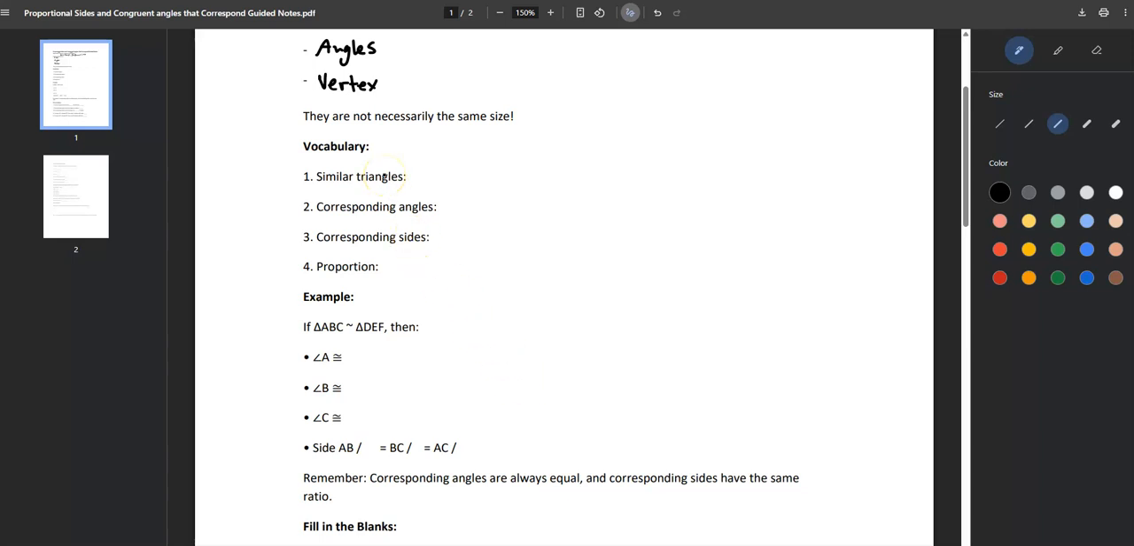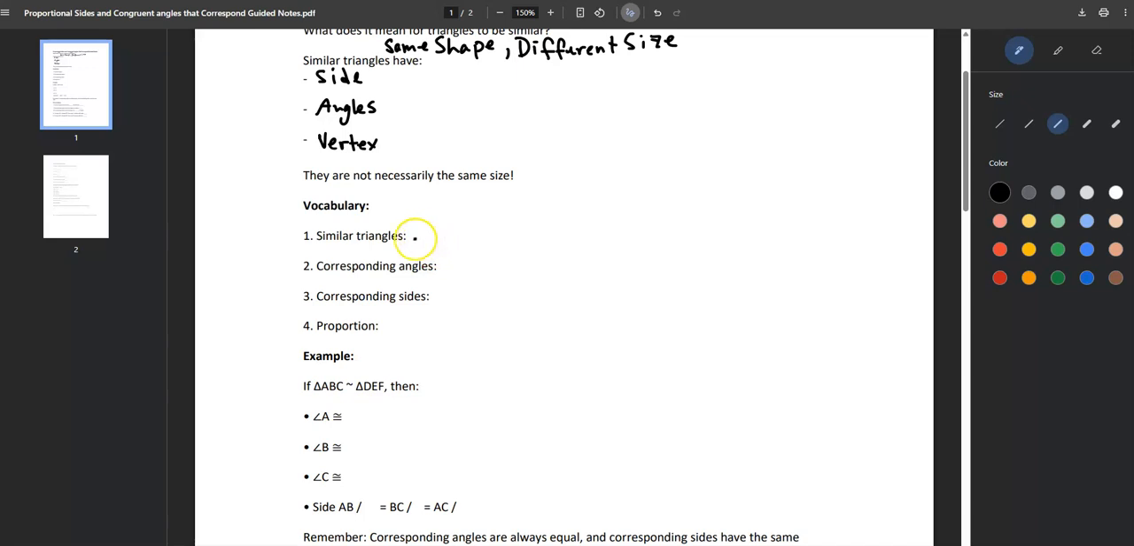So a couple other vocab words that we have. Again, we're going to look at similar triangles. We already talked about this up above, that these are going to have the same shape but different size, meaning they have to be that same triangle with the correct angles. My corresponding angles are the angles in the same location. It's all about location with corresponding sides and corresponding angles.